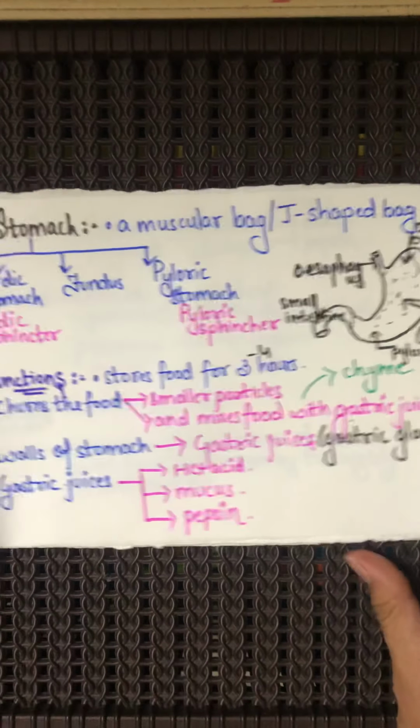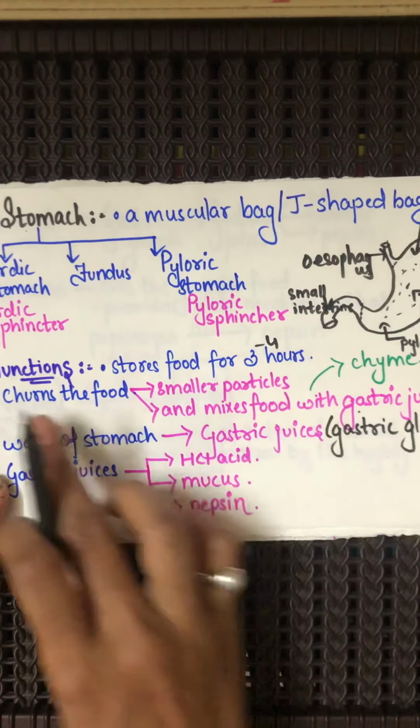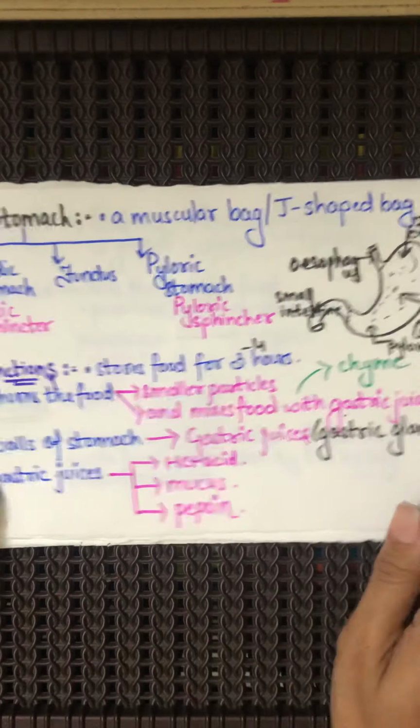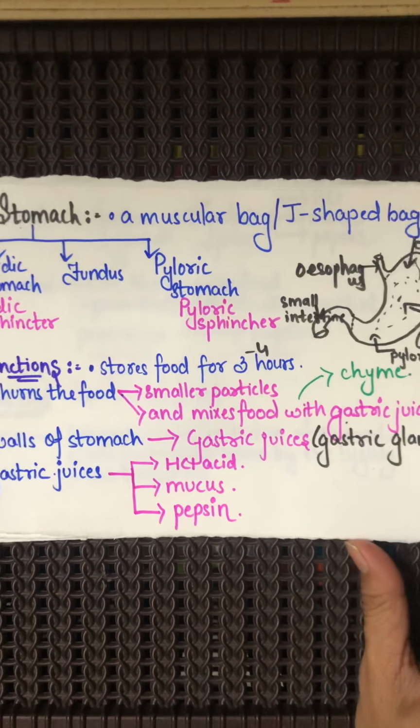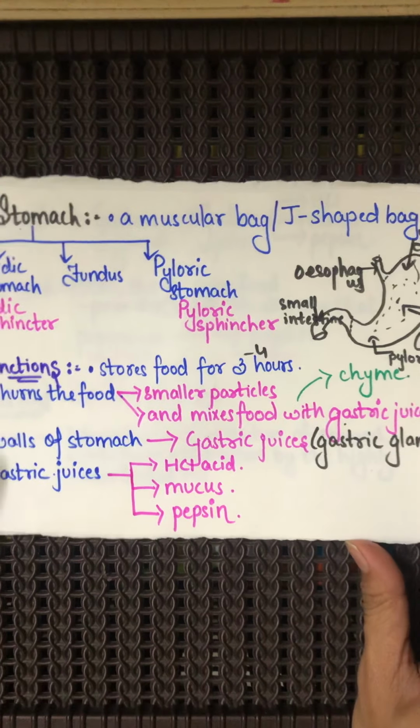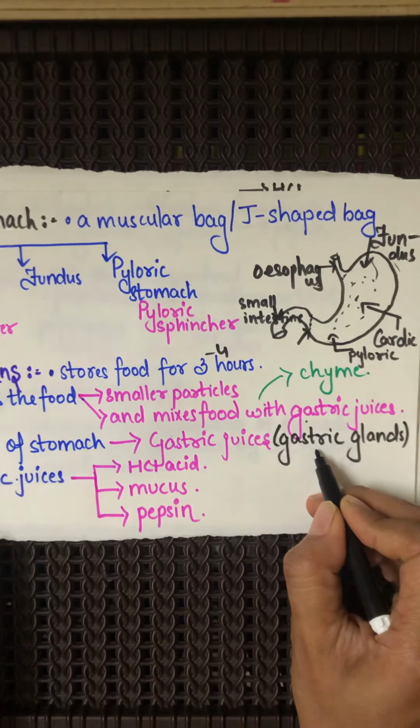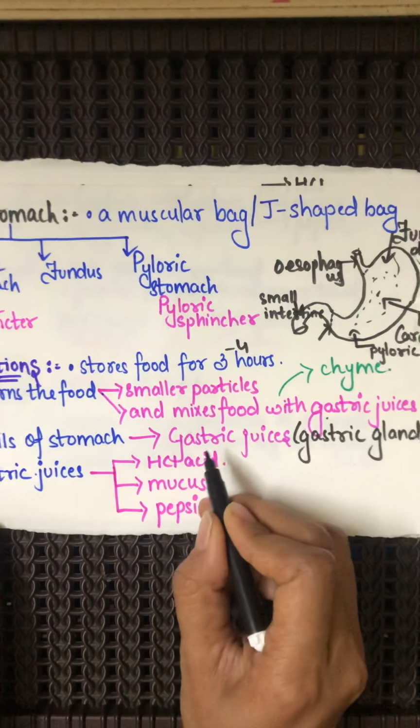So what is the main function of the stomach? It stores the food, it churns the food, and mixes the food with the various gastric juices. Now the next function we have already talked about, that is the walls of the stomach secrete gastric juices. What does it secrete? Gastric juices. The walls of the stomach have gastric glands. Which glands? Gastric glands, and they secrete the gastric juices.